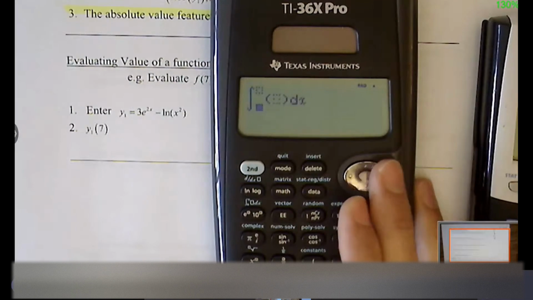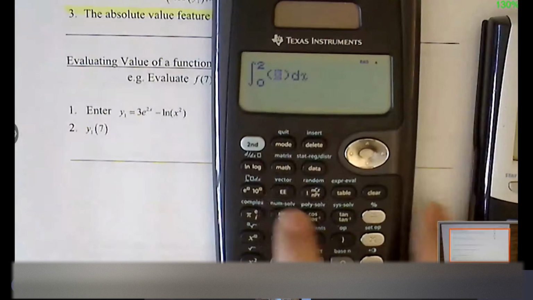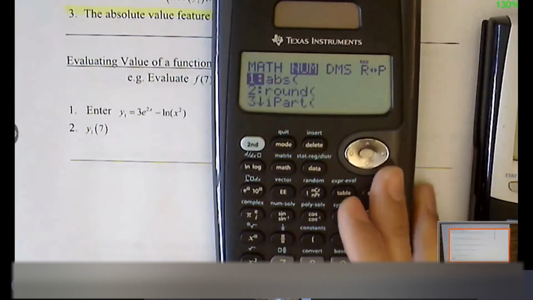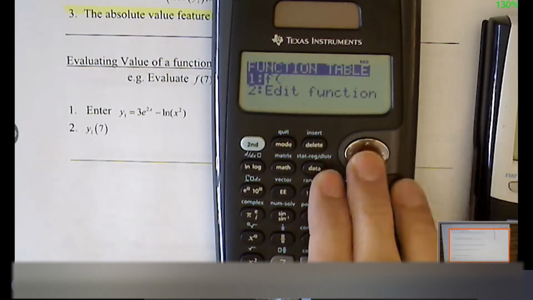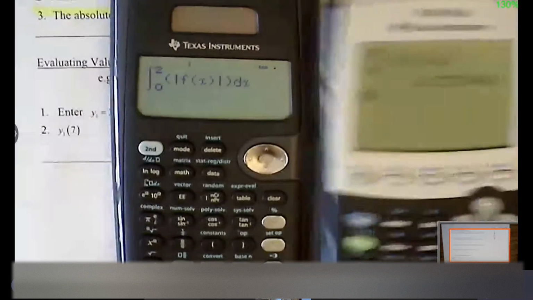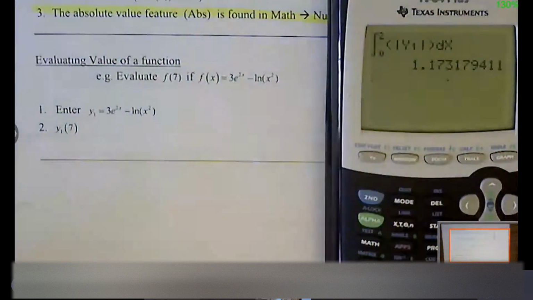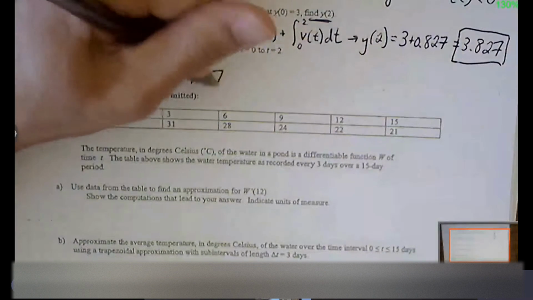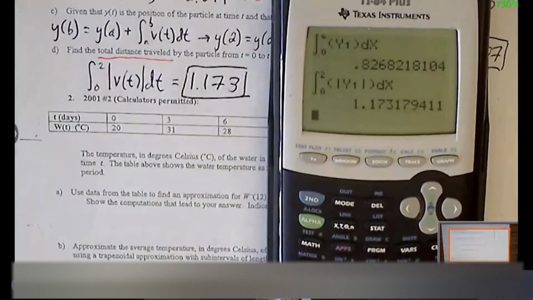Second integral, 0 to 2. Same keystrokes here. I'm going to find math number ABS. I'm going to call that function. So table f of x, close my parentheses. Yeah, it takes a little bit longer here, but eventually it's going to show up as 1.173. Okay, any questions?